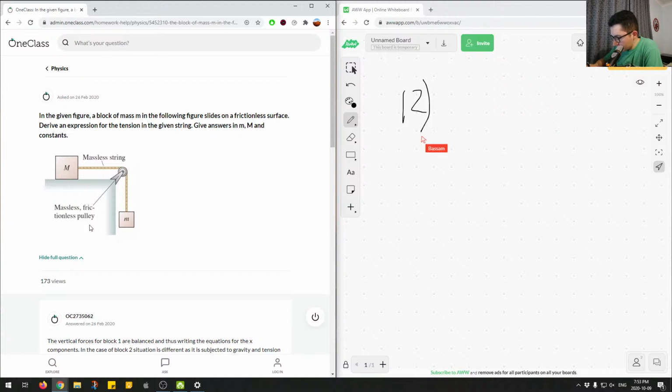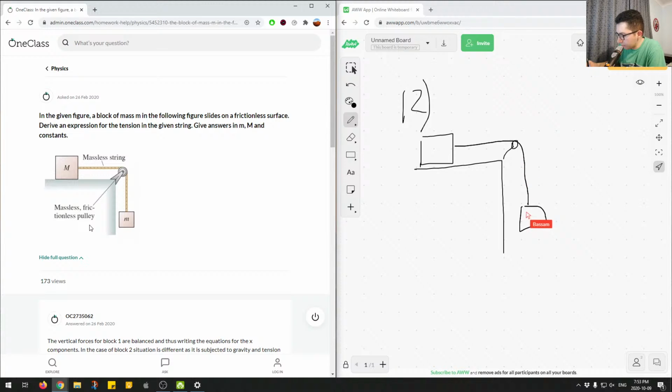Let's draw a quick diagram and then we'll continue the question. So we have some frictionless surface, and it's something like this. And then derive an expression for the tension in the given string. Give answers in m, the bottom mass, and capital M, the upper mass, as constants. So we have to start off by drawing a free body diagram. I'll erase this diagram, but we'll start off with the top mass.